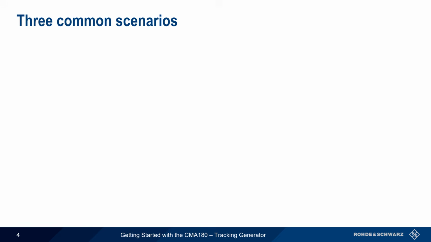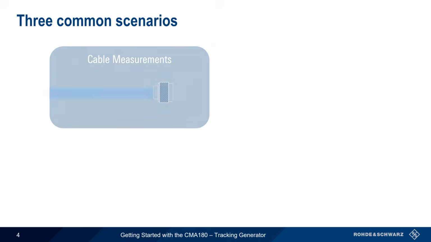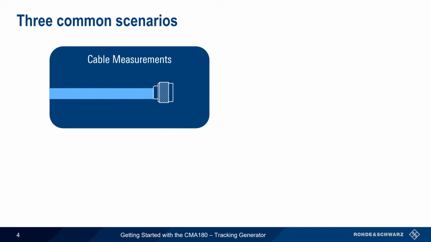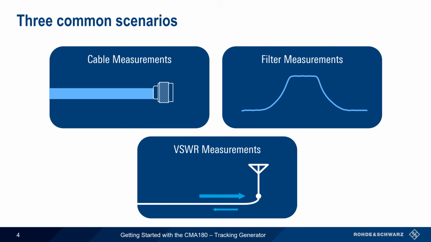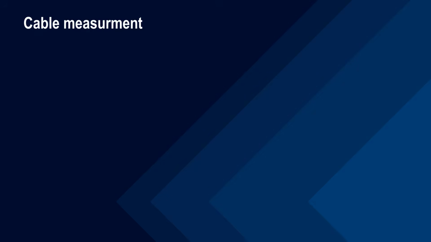There are many ways to use tracking generators, and in this presentation we'll walk through three common scenarios: making cable loss measurements, making measurements of filters, and making voltage standing wave ratio, or VSWR measurements of antennas. Let's start by looking at cable loss measurements.